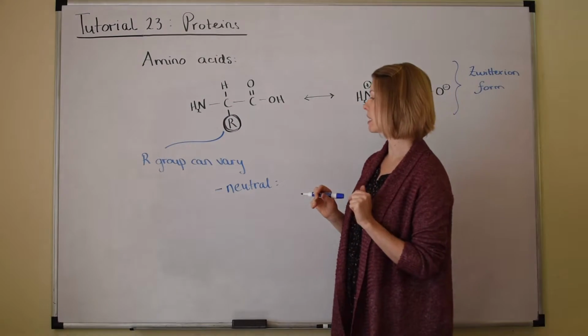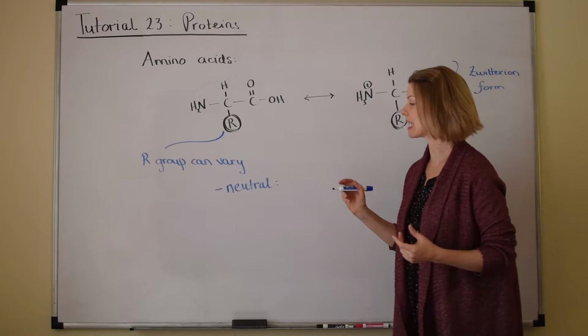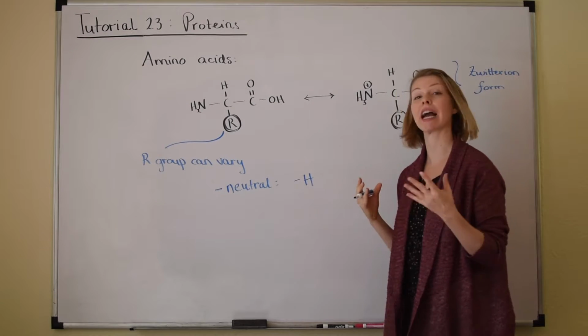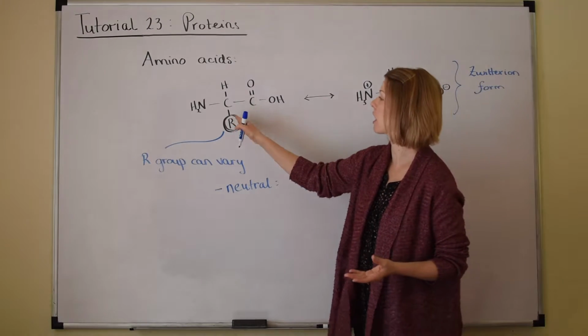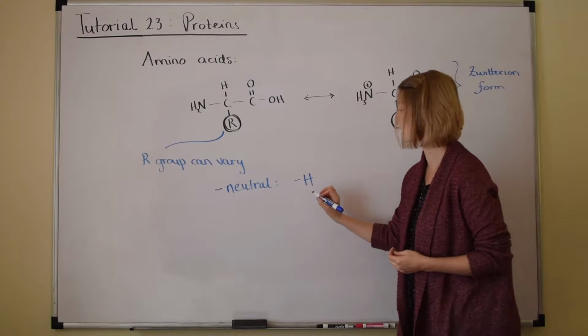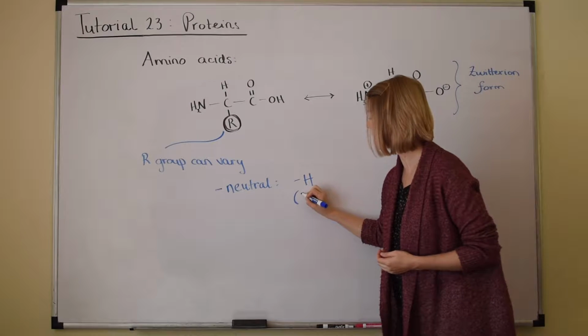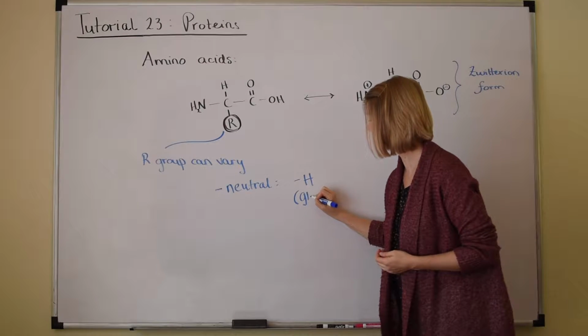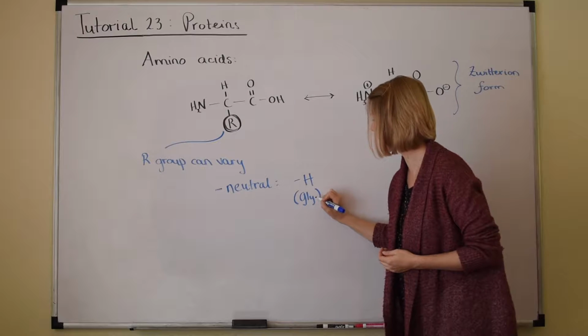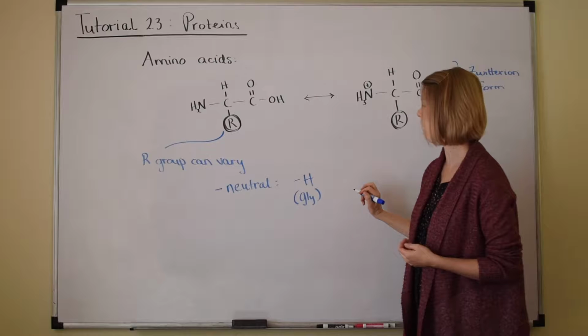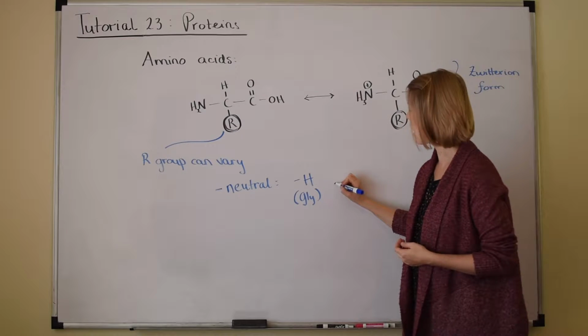Okay, so some examples would be glycine, which has an R group that is just a hydrogen. So you can imagine just a hydrogen here. That would be the amino acid glycine. And amino acids will be abbreviated with a 3-letter abbreviation. So I'm going to write GLY for the abbreviation of glycine. That's a side group for glycine.